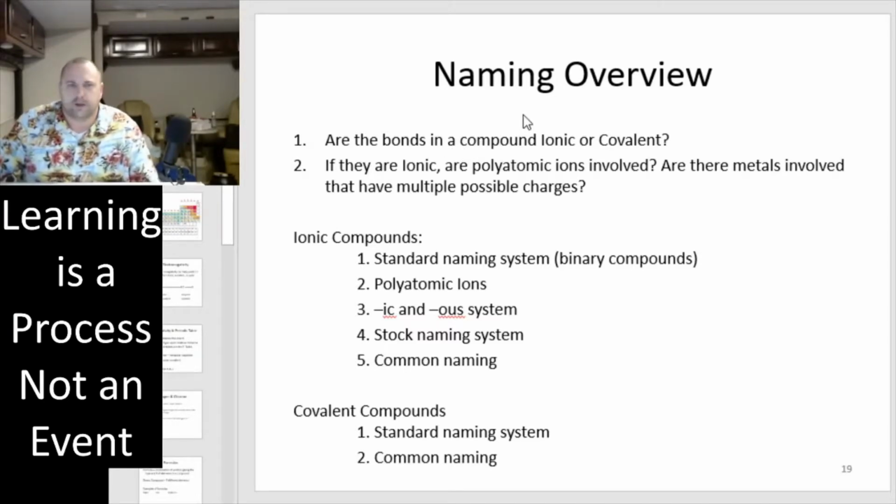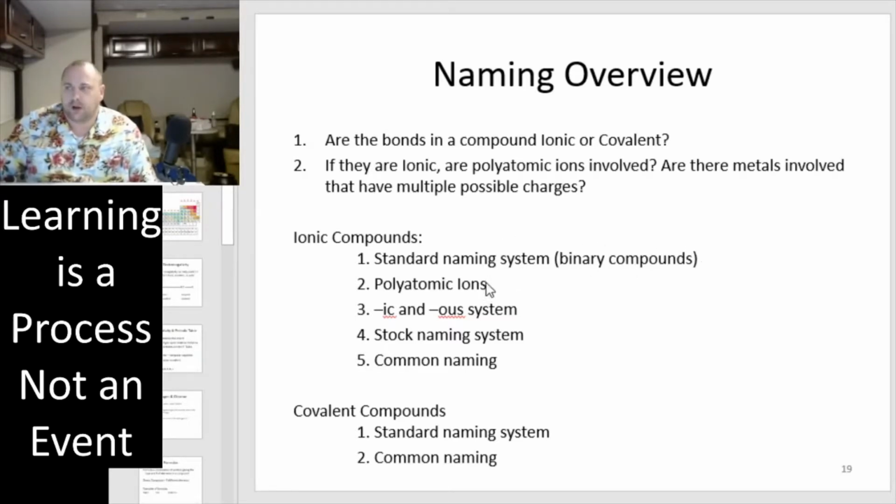All right, so naming overview. The hardest part on this and all of these naming things is deciding which system to use. So here's a brief overview of these naming systems that are still commonly in use. We've got the standard binary system for ionic things. This will be things with group 1, group 2, and aluminum.